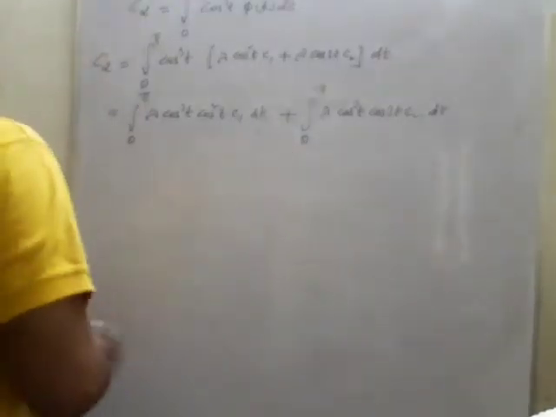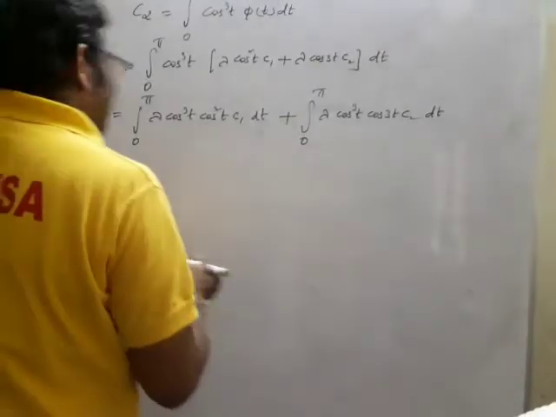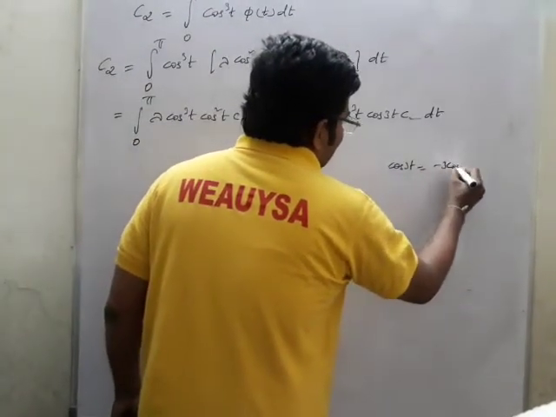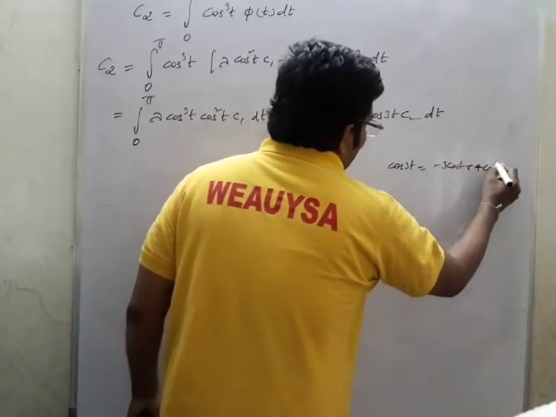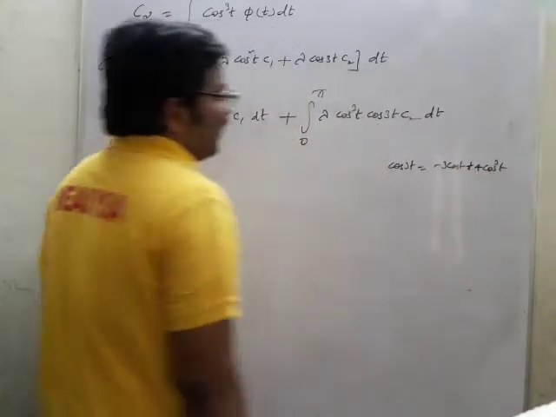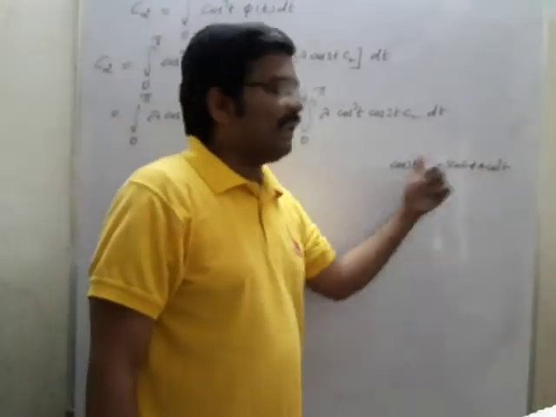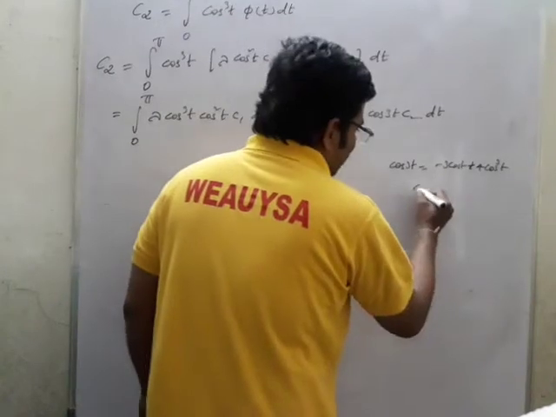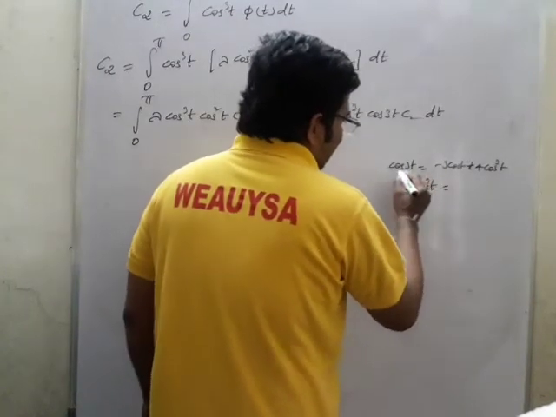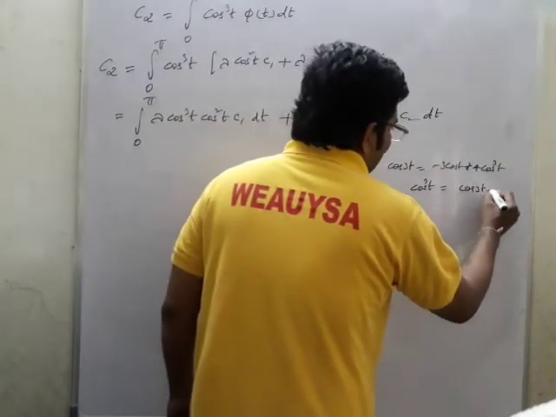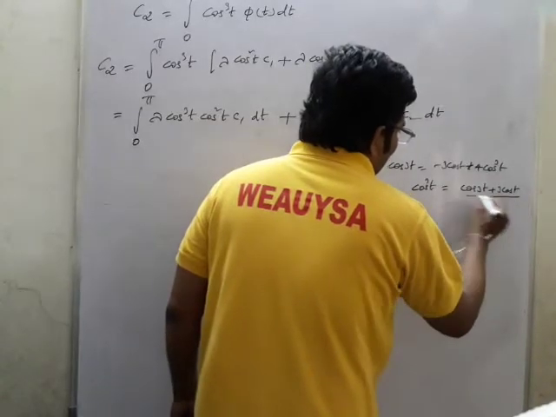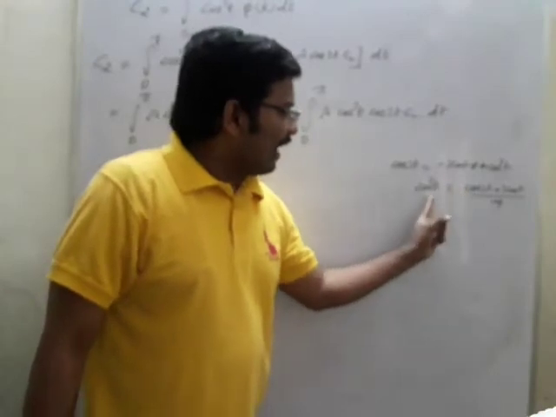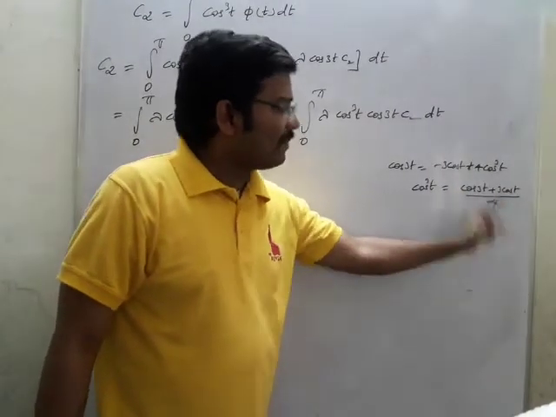Now we have one formula. The formula is nothing but cos 3t is equal to minus 3 cos t plus 4 cos cube t, or 4 cos cube t minus 3 cos t. Now cos cube t you want, so cos cube t you will be getting like this: cos 3t plus 3 cos t by 4. From this you can substitute cos cube t as cos 3t plus 3 cos t by 4.